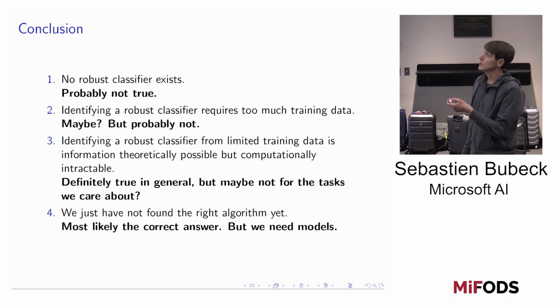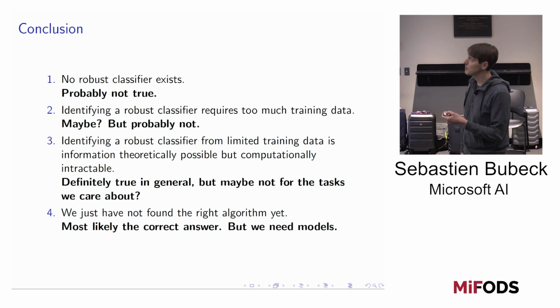The third is this computational intractability. This is definitely true in general. I mean, we saw that, in general, yes. Even if information theoretically you can do it, and there is a very robust one, still in general you cannot do anything, even if the adversary is computationally restricted. But here is the key point. It's definitely true in general, but maybe not for the tasks that we care about.